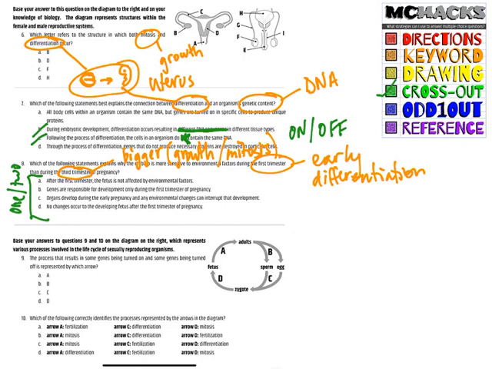Okay, next one. Base your answers to questions 9 and 10 on the diagram on the right, which represents various processes involved in the life cycle of sexually reproducing organisms. So let's take a moment to make some sense of this diagram. So first we start with an adult, and then something happens and we get a sperm and an egg. And then from the sperm and the egg, something else happens to get a zygote. Then the zygote eventually will become a fetus. So let's make some notes here.